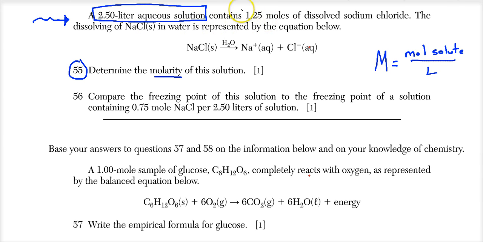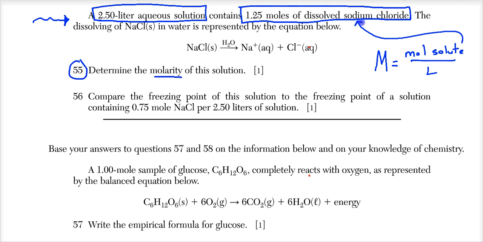And we have 1.25 moles of the dissolved sodium chloride. That's the stuff that gets dissolved, and that's the solute. The solvent is the water. The solute is what gets dissolved. So we have our numbers. All we've got to do here is take our 1.25 moles right up top and divide by our liters. Pretty straightforward. Let's do that in the answer booklet.